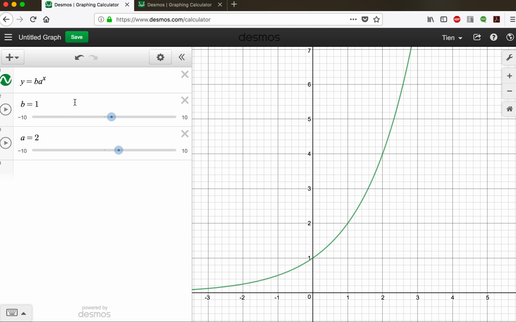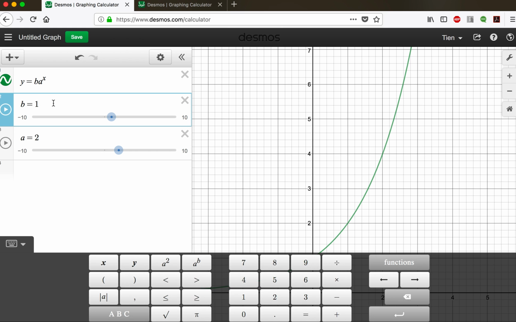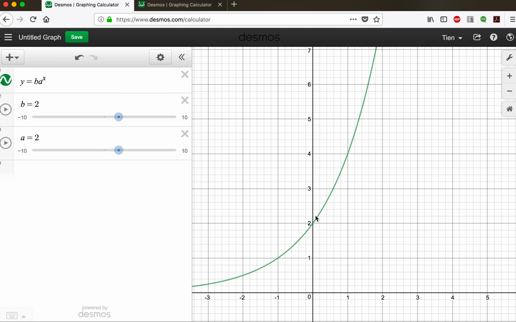So in a sense, exponential functions are really just the multiplicative analogs of linear functions. I have b, which determines my starting point. So if my b equals 2, then when x is 0, this thing takes on the value 2. And then I have an a, which determines how fast it grows. So in this case, a is 2, so it doubles with every step forward.